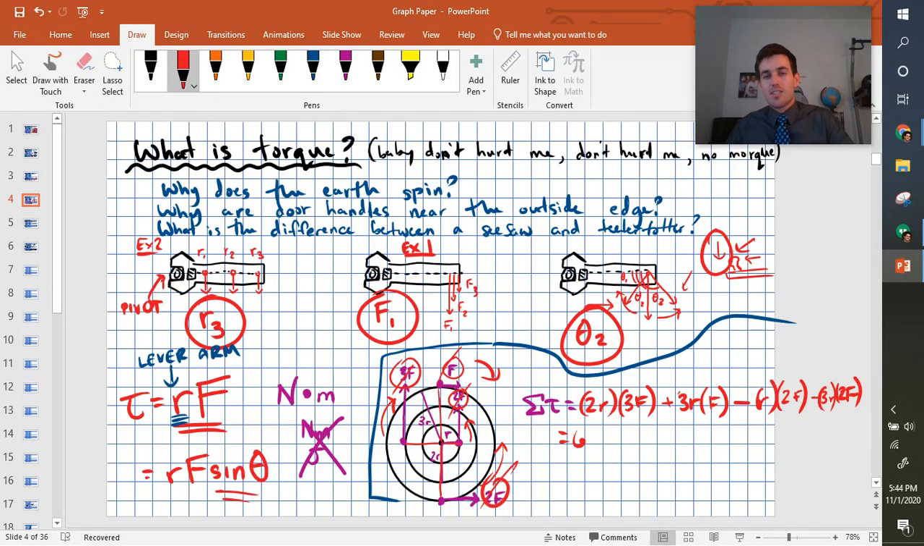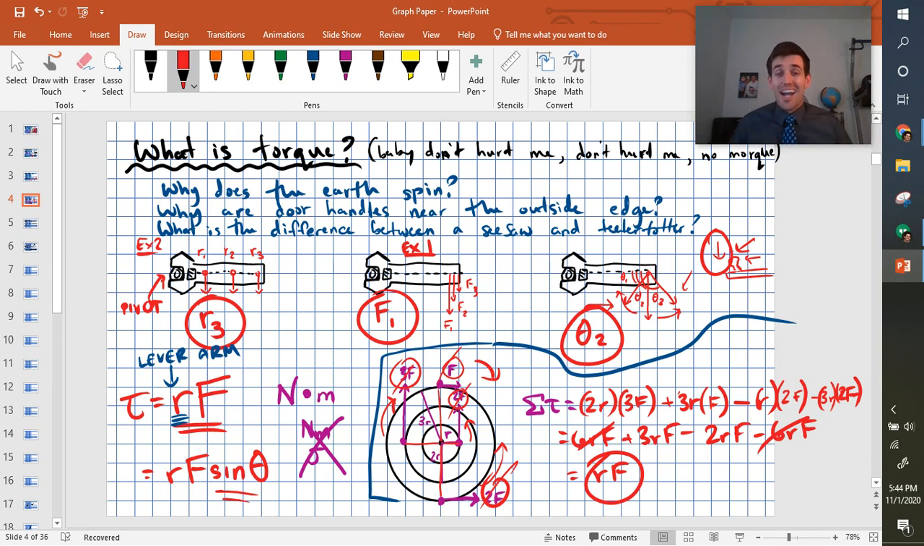2 times 3, that's 6RF. This is just plus 3RF. Minus, this is going to be 2RF. And then this is 3 times 2 again, so minus 6RF. My 6s and my 6s cancel. 3 minus 2, I just end up with RF. So the net torque on this system is whatever R times F is, which isn't given to me.